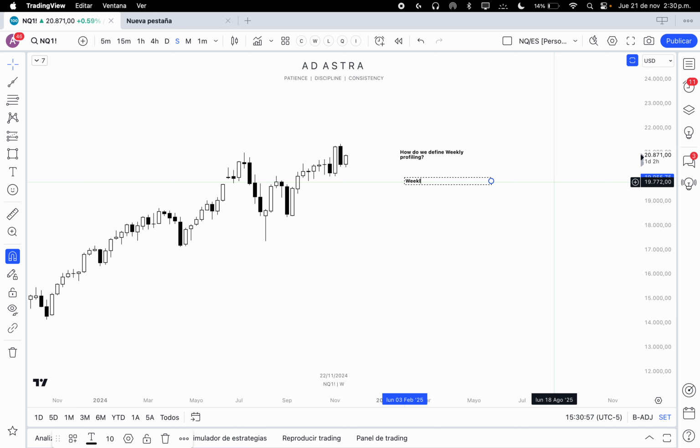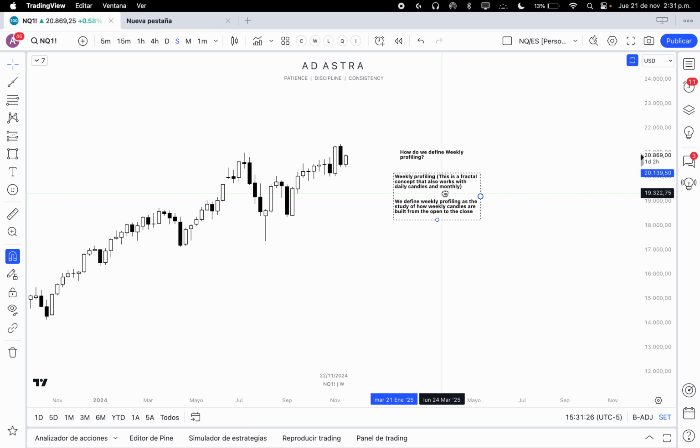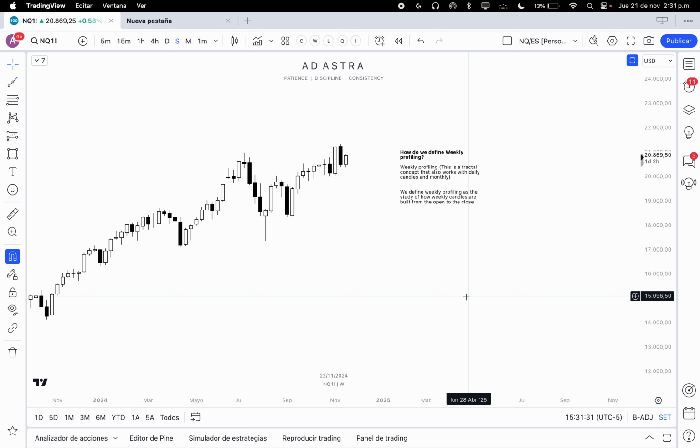Weekly profiling. Remember, this is a fractal concept that also works with daily candles and monthly. But right now we are studying the weekly profile, okay? We define weekly profiling as the study of how weekly candles are built from the open to the close, okay? Really simple, right? Try to answer all these questions without me. And I mean, try to practice.